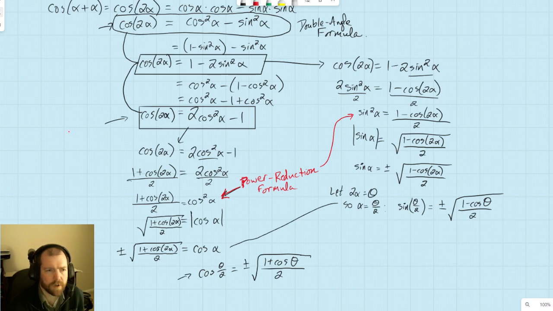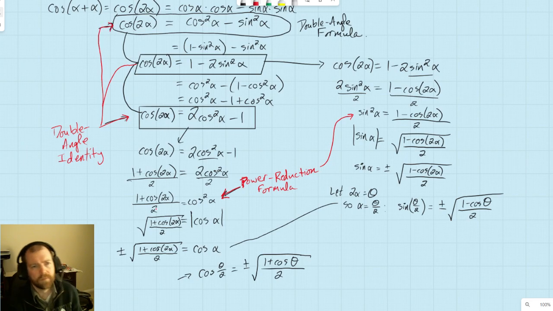Alright, so yeah, power reduction formulas. We got double angle. Double angle identity. Again, here, and here, and here. All of them.